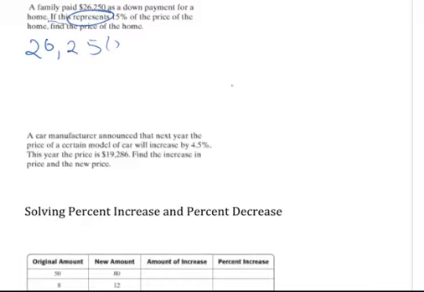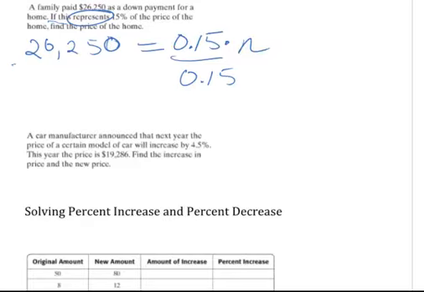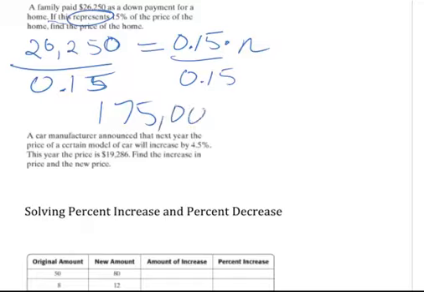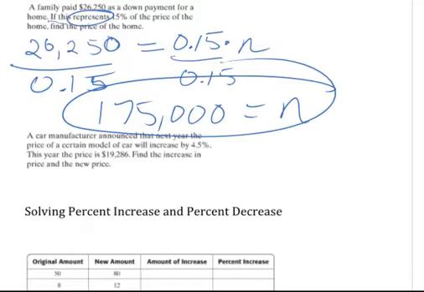26,250. "Represents" is another word for "is." 15% as a decimal would be 0.15. "Of" means to multiply the price of the home. I don't know how much the home costs, so I'm going to call that n. Now if I want to solve my equation, I want to get my letter n by itself. I need to divide by 0.15 on both sides. So I'm going to take 26,250 divided by 0.15, and I'm coming up with 175,000 is the price of the home.